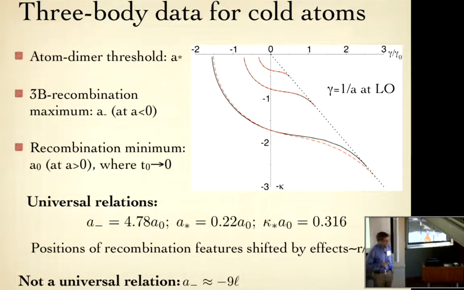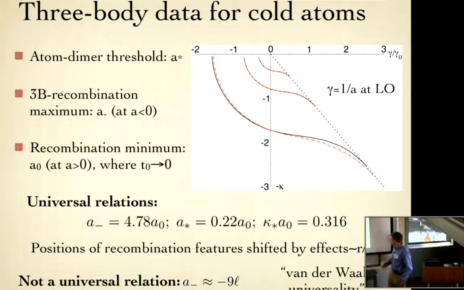I want to emphasize that the discovery of the last couple of years that in a variety of systems, A minus is approximately -9 times the van der Waals length scale. This is not a universal relation in the sense that I'm using the word universality in this talk, right? So if we need to have a discussion about it, I'm going to call this van der Waals universality. For instance, in nuclear physics, we don't have this because we have a different short-range potential. But it is certainly interesting that for a variety of atomic species, this relation seems to hold experimentally.